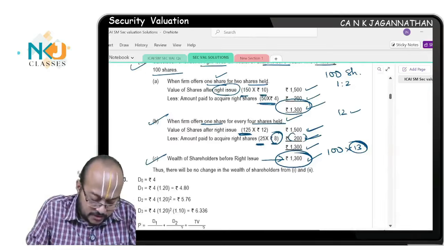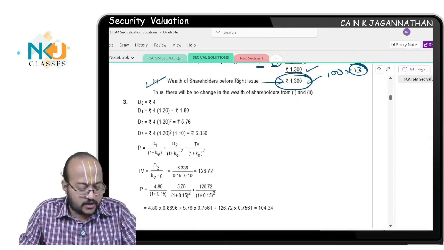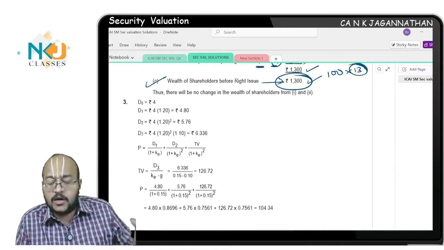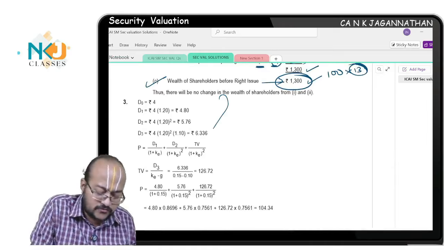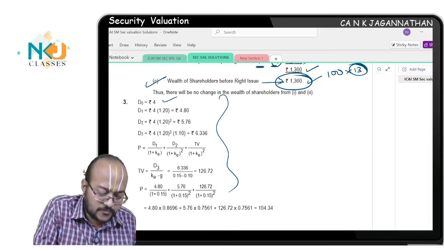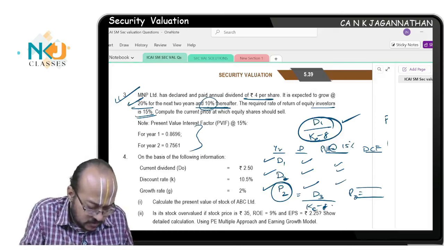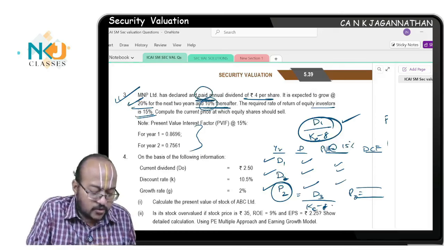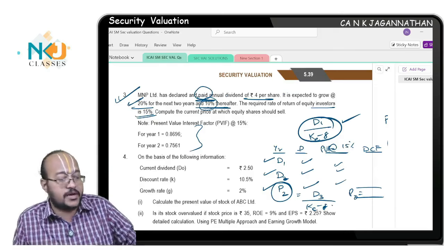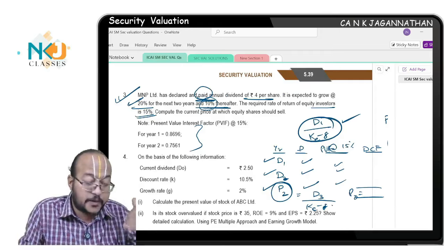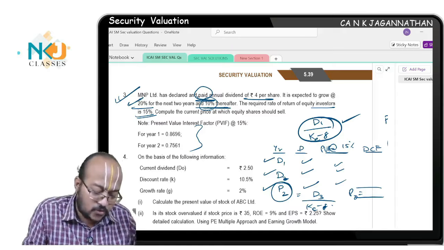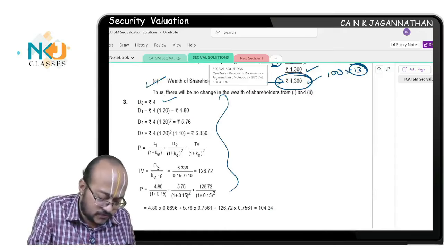The question, they have also done the same. See what they have done. I've told you, in the institute module, some questions they have put in tabular format, and some questions they have done as such. So you need to understand, very simple: first D0. I told you, MNP has declared and paid a dividend, which means this is nothing but D0. Currently they have paid this much dividend, and D1 is expected. Now they are telling that it paid 4 rupees per share as dividend, which means D0 is 4 rupees.